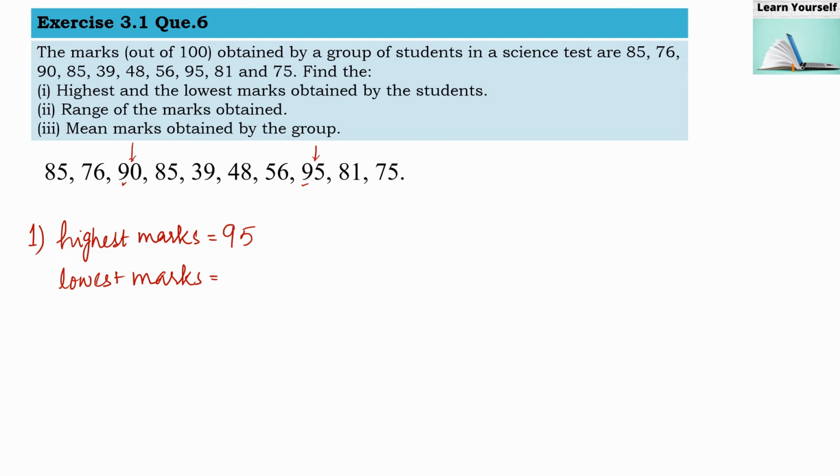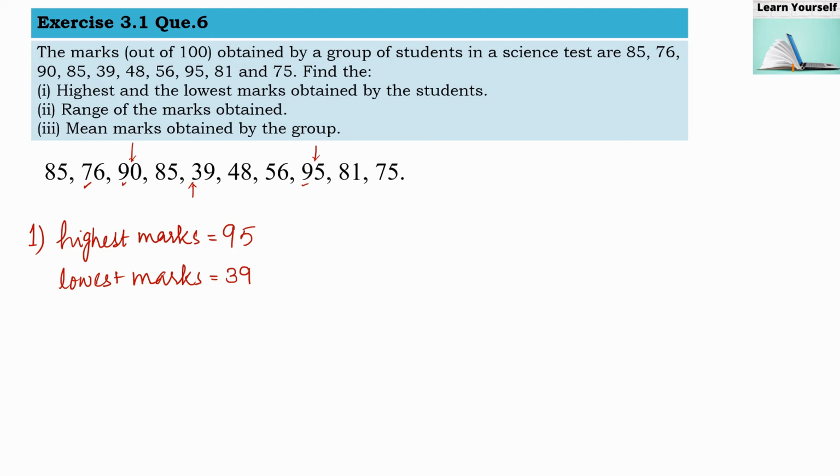Now we are going to see what is the lowest observation. 7 we have here, which is the lowest. Then 3 we have, which is lower again. 4, 5, 8 and 7. I am checking the tens position. So 3 is the lowest, and 39 will be our lowest observation. So highest marks are 95 and lowest marks are 39.